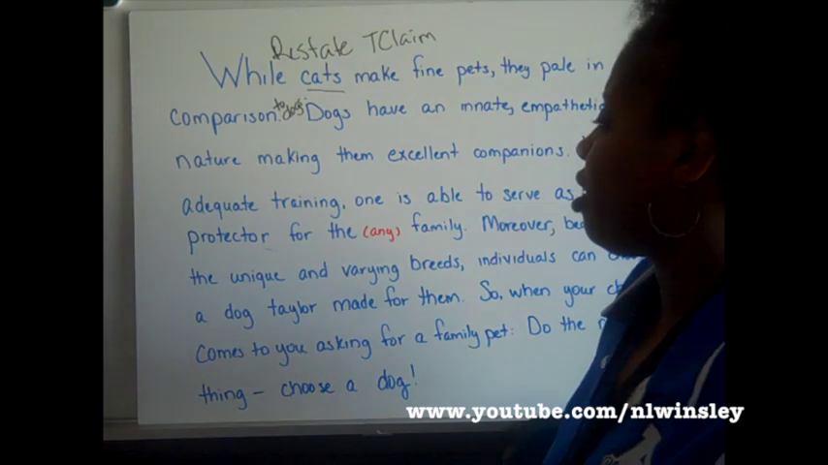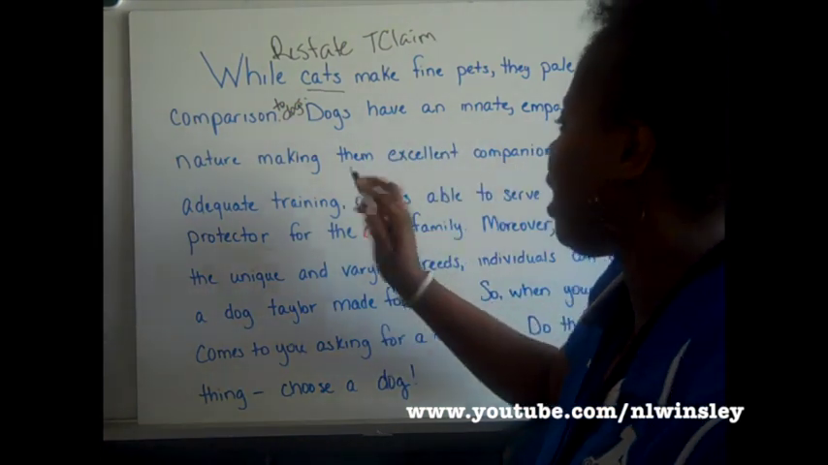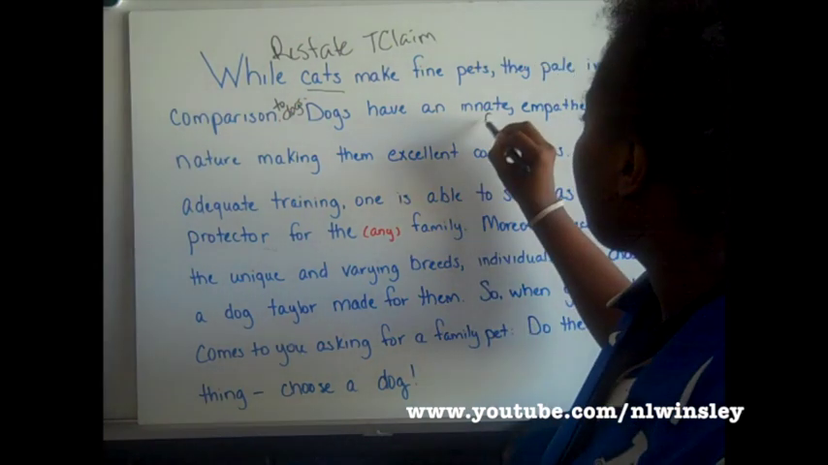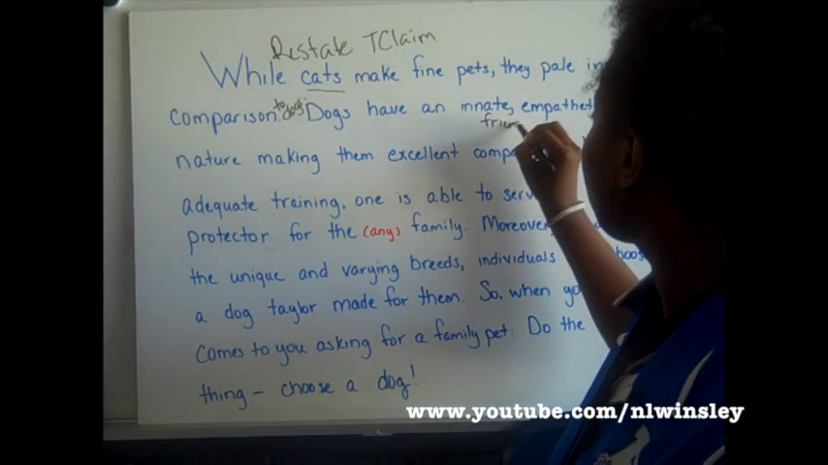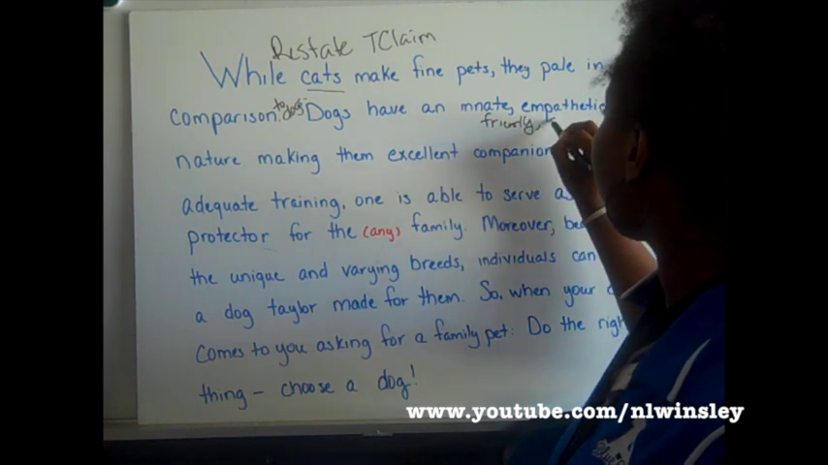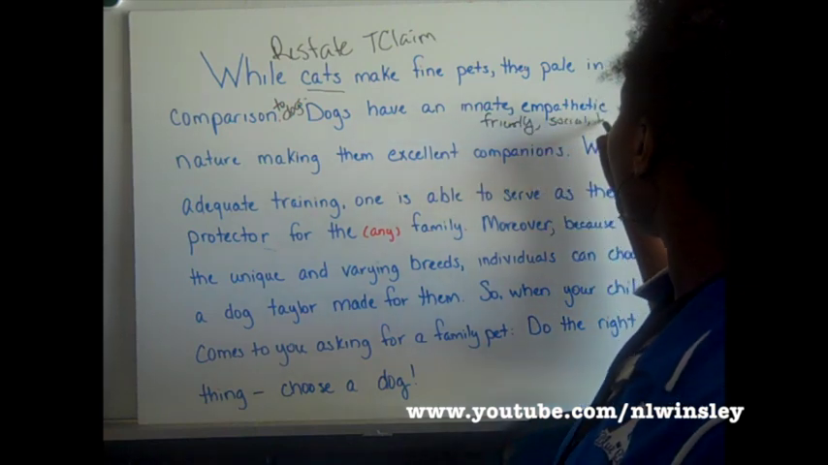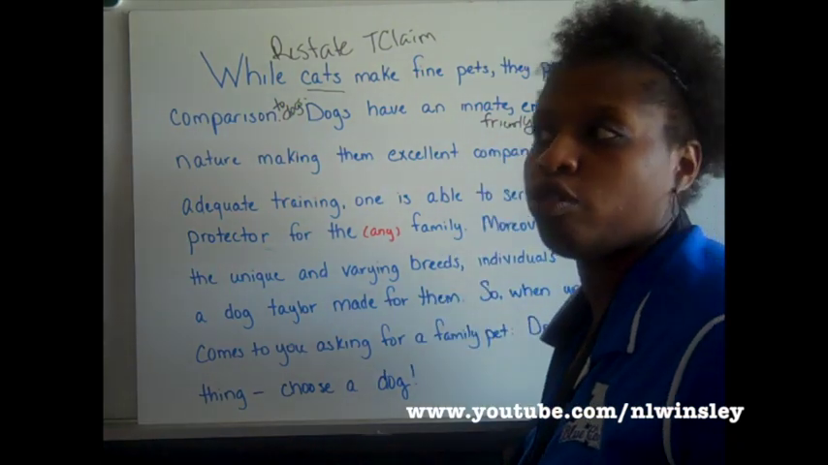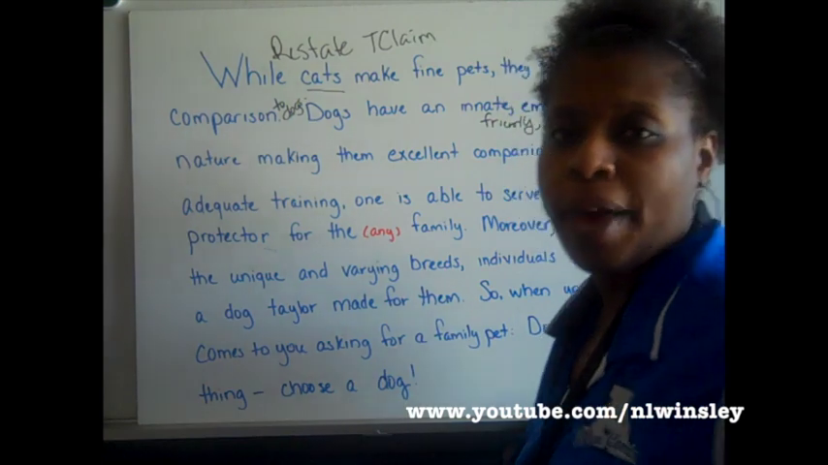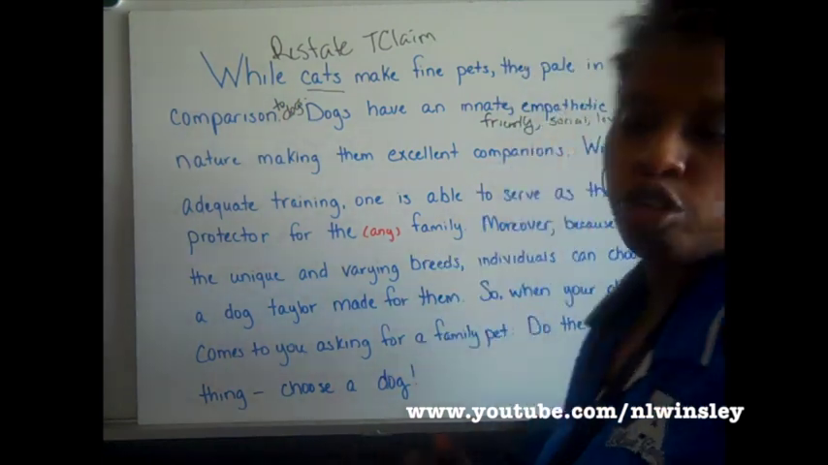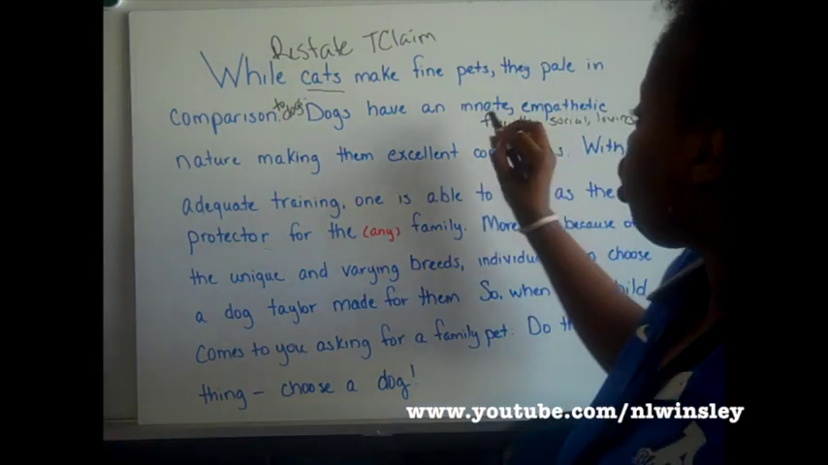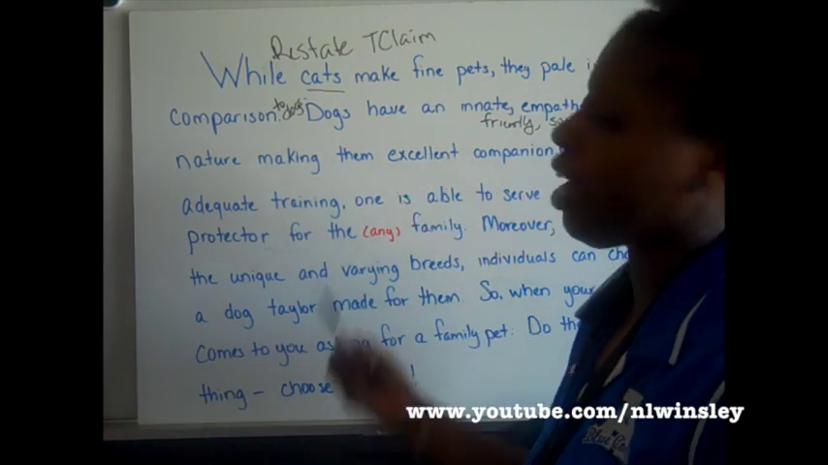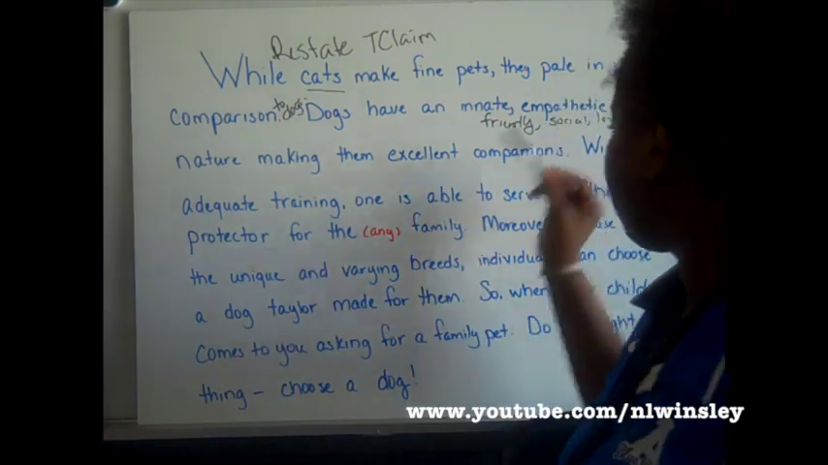All right, let's go to my next sentence. Dogs have an innate empathetic nature, making them excellent companions. So now I'm talking about their friendliness and how they are social and also how they're loving. That was one of my arguments that I stated. I said dogs are better pets than cats because they're friendly, sociable, loving animals. I just restated it in a different way.